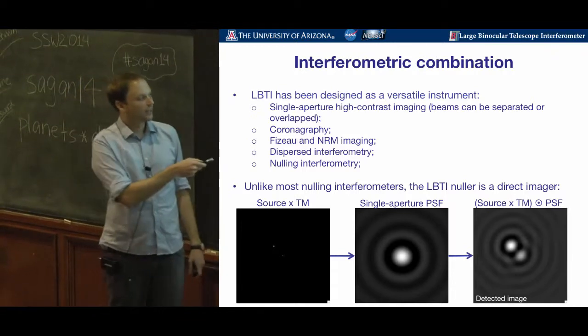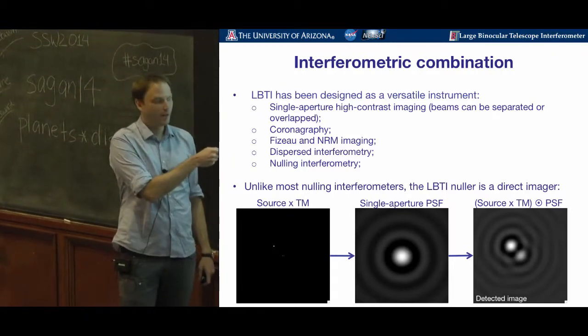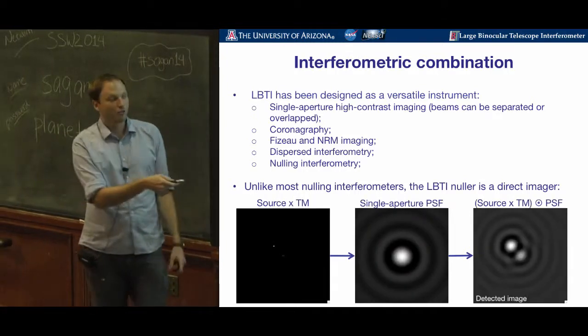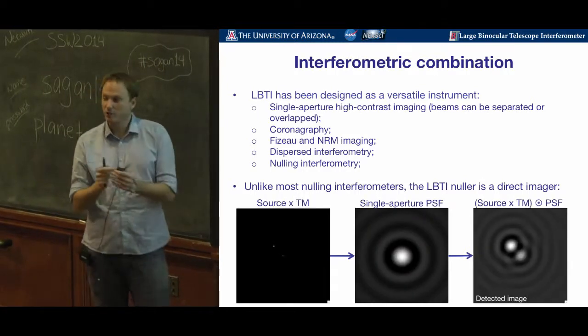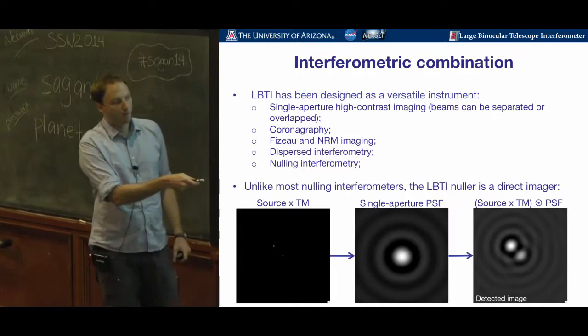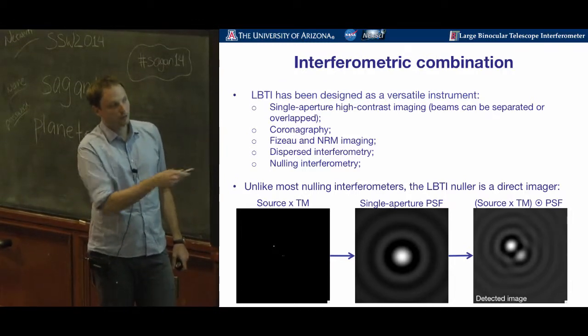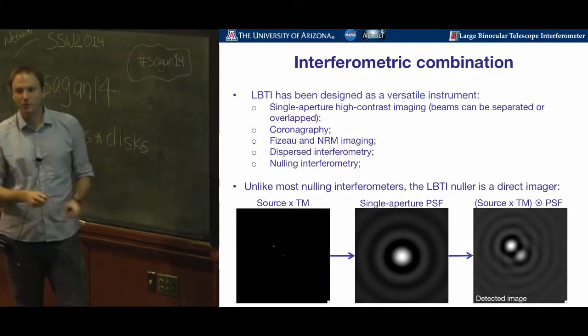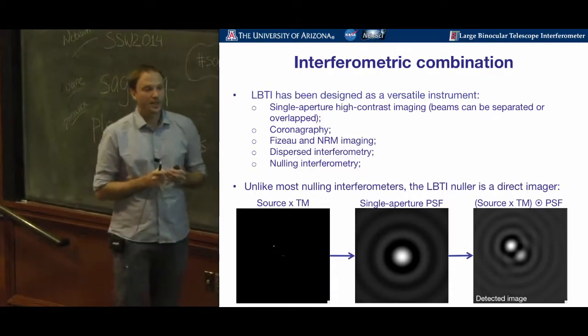So at the beginning, the star was really bright, the planet really faint. In the end, you don't subtract your star perfectly because the instrument is not perfect and the star is not point-like, but you better see the planet. So this is the image which is formed on the LBTI camera.